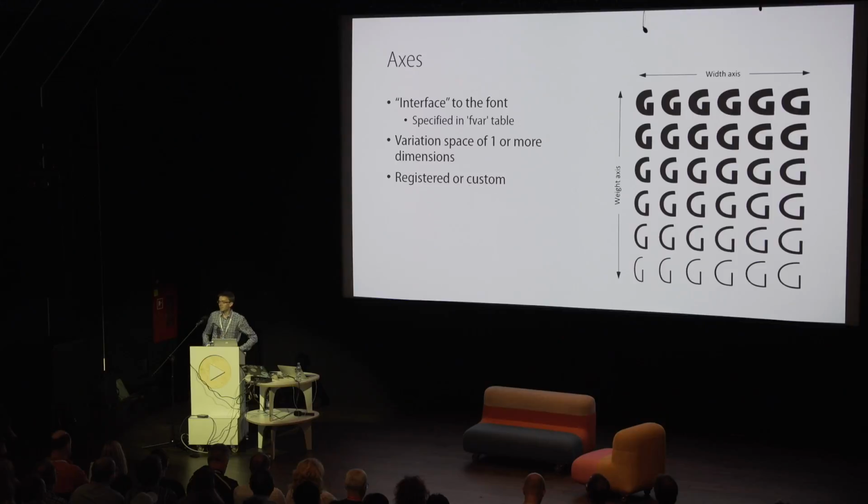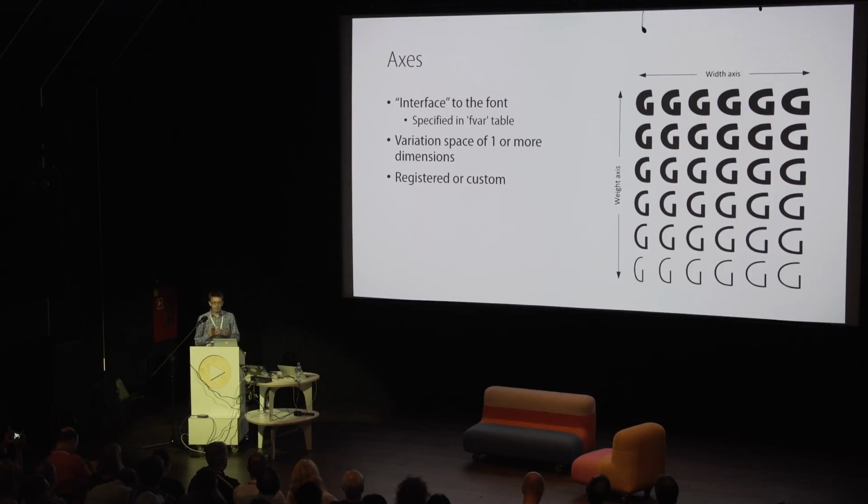Not too deep into the technical details, but I just want to talk a bit about how the technology is implemented in OpenType. The starting point is really to talk about axes. This is essentially the interface that the font presents to the world. In technical terms, it's defined in the fvar table in the font.